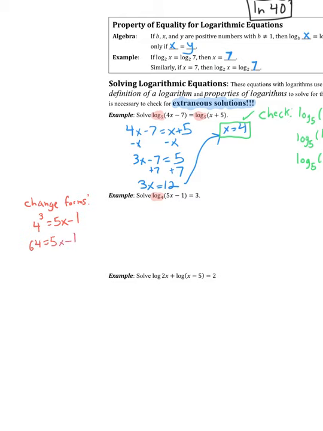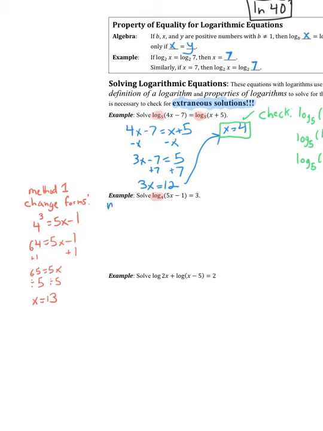I'm going to add 1 to both sides. 65 equals 5x. Divide both sides by 5, and I get x equals 13. That's one method. So if you like changing forms and that's easy for you, great. Do that. If you don't like changing forms, there's another method we could technically use here.